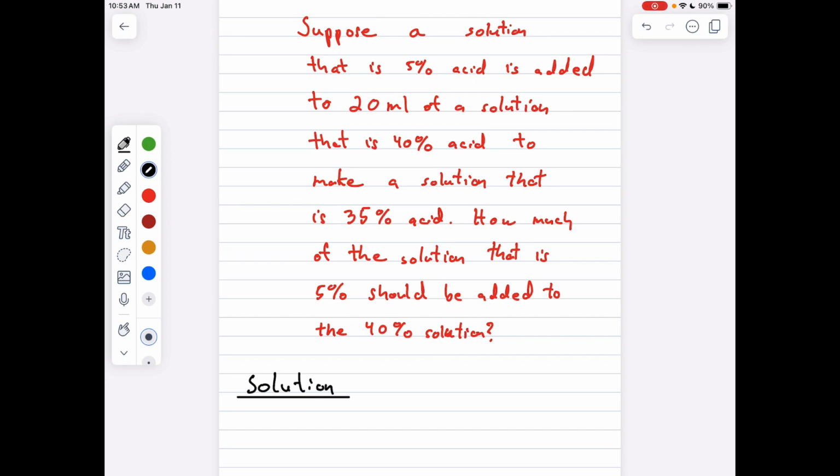All right, hello everyone. Today we have an algebra question about solutions. Suppose a solution that is 5% acid is added to 20 milliliters of a solution that is 40% acid to make a solution that is 35% acid. How much of the solution that is 5% should be added to the 40% solution?